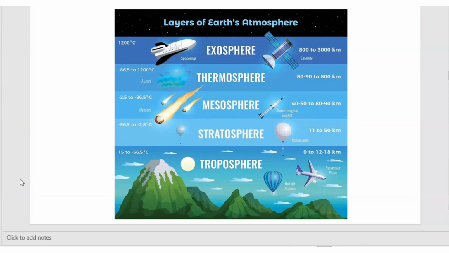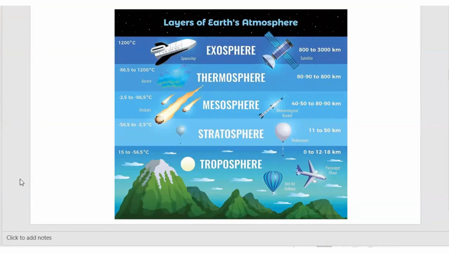Ma'am, it is a range from the Earth's surface. It is divided into five types, and it is divided on the range or the height from the Earth's level. Good. Are there some differences in temperature? Yes, ma'am. In the difference in temperature and the flow of air.